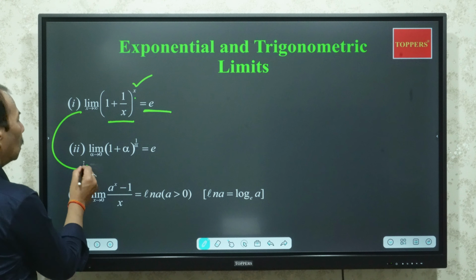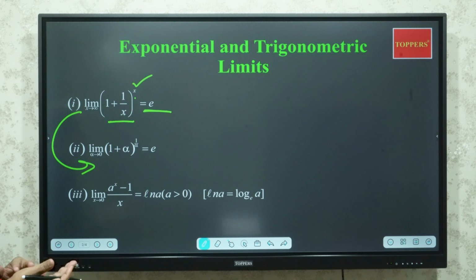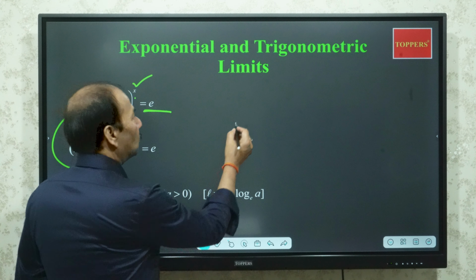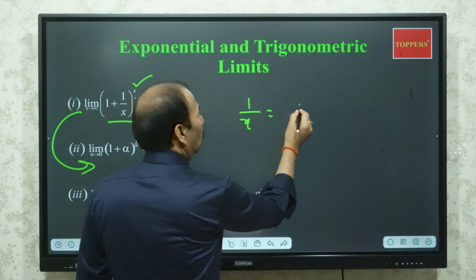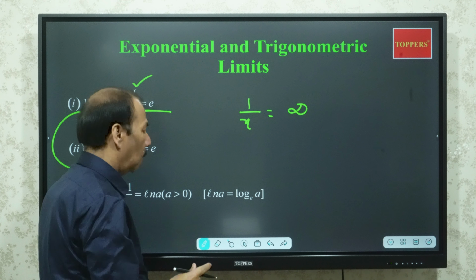Similarly, this limit and this limit are equivalent to each other. The only thing is, suppose 1 upon x is equal to, let us say, alpha.